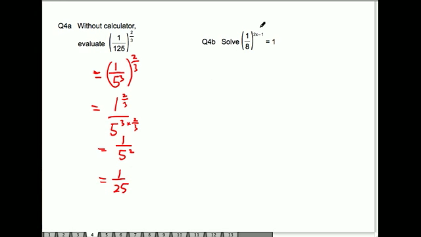In the second sum, we have an unknown power, therefore we need to make a common base. 1 can be expressed as any base to the power of 0. In this case, we need the base 1/8 to the power of 0. When the bases are the same, the powers must be equal. Therefore, 2x minus 1 must be equal to 0, giving us x equals to half.